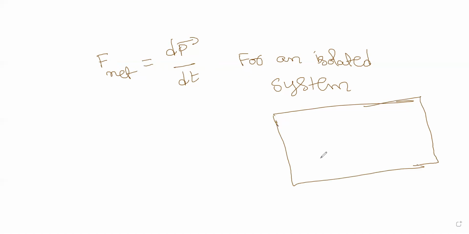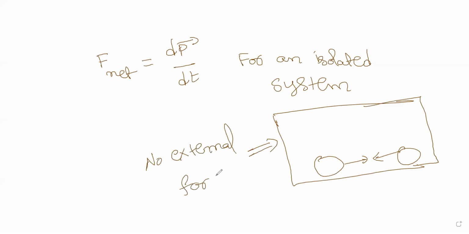and in that dabba, suppose two objects are colliding with each other, like this. When two objects are colliding with each other, there won't be any external force acting on it. Such a system is called isolated system. Let us say A and B are colliding inside a dabba. There is no external force acting on the dabba. So that is isolated. The dabba is called isolated.